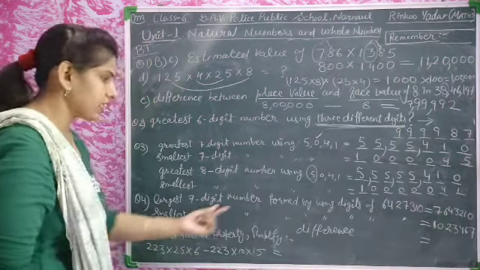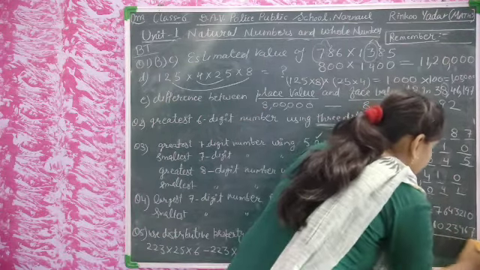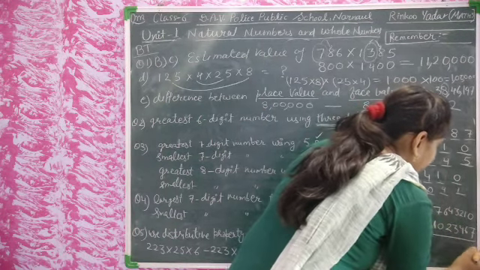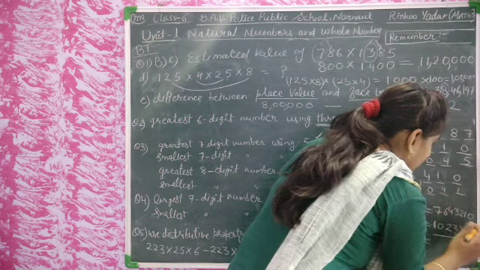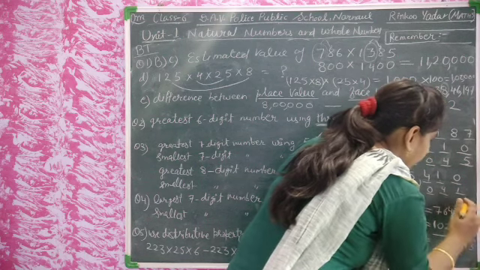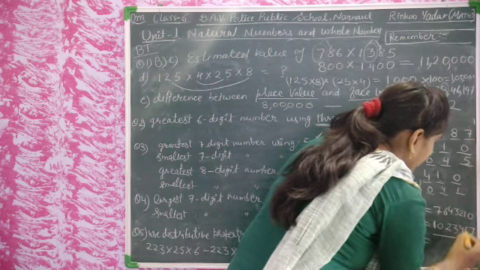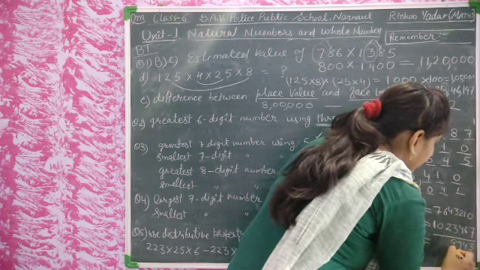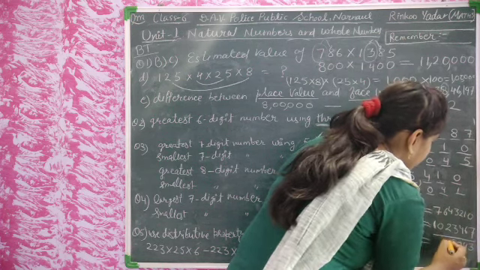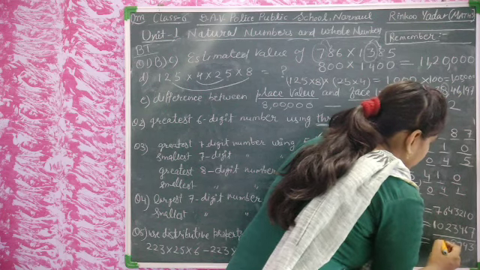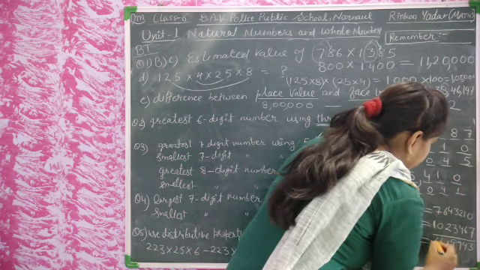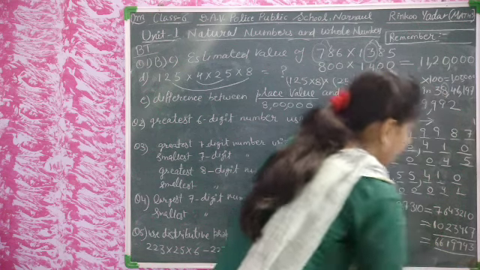Now we have to find the difference of both. Taking the difference, 10 minus 7 equals 3, and so this is 4, and there is 7, and there is 9, and there is 1, and 6, 6. This is the difference here.